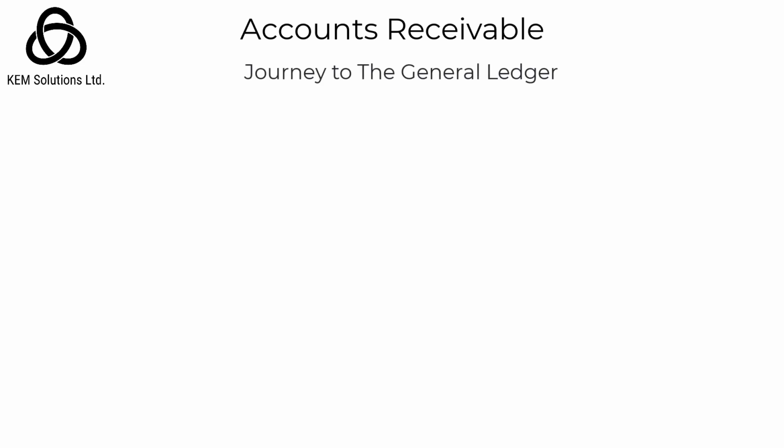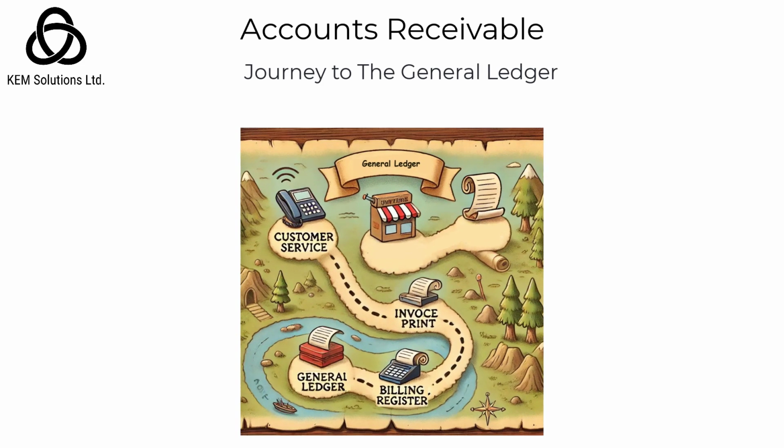Journey to the general ledger. Although GL accounts are visible as soon as a revenue amount is assigned in the GL tab of customer service, the data doesn't hit the general ledger until processed through specific steps. Let's look at those steps now.